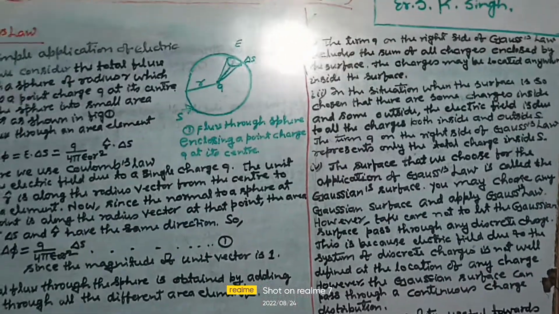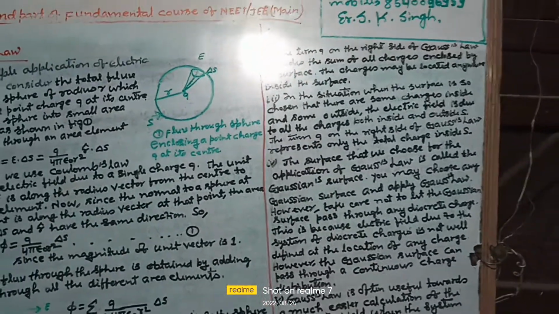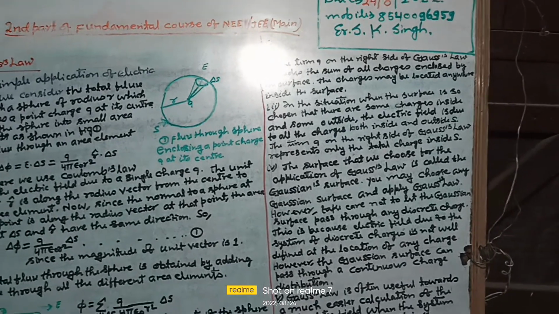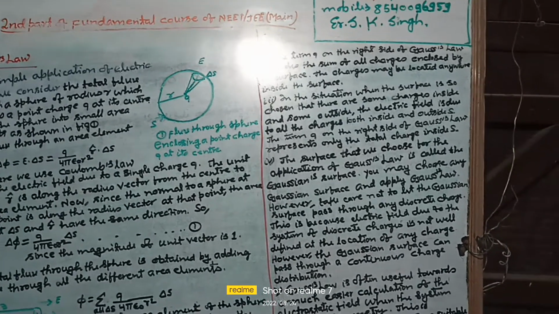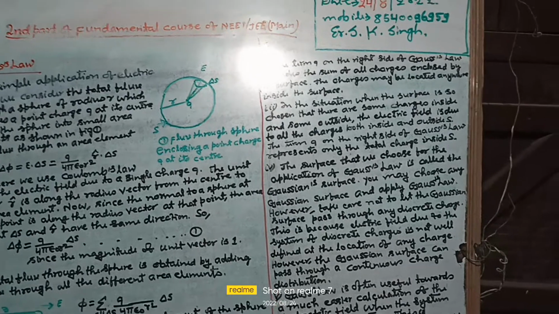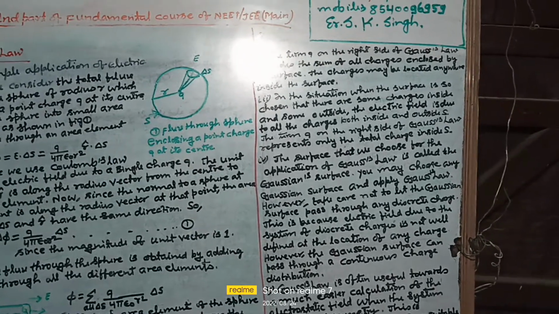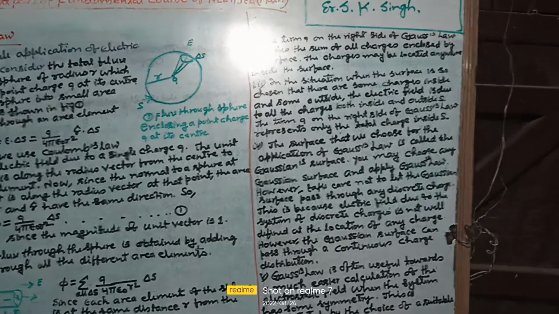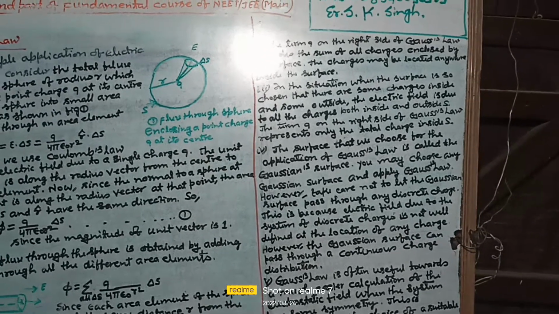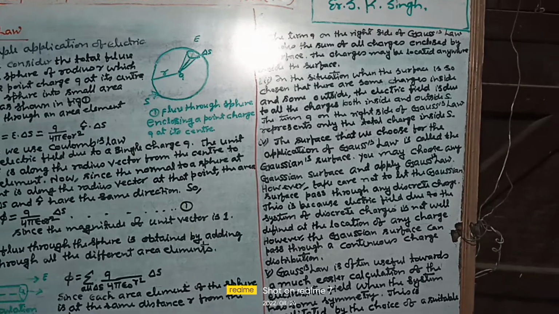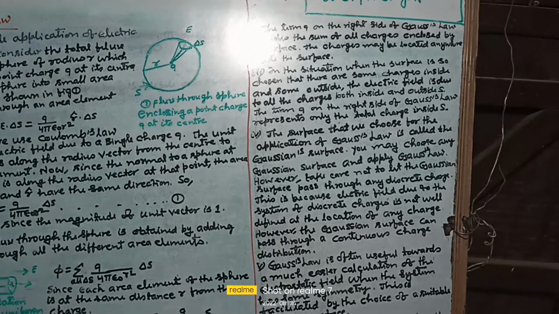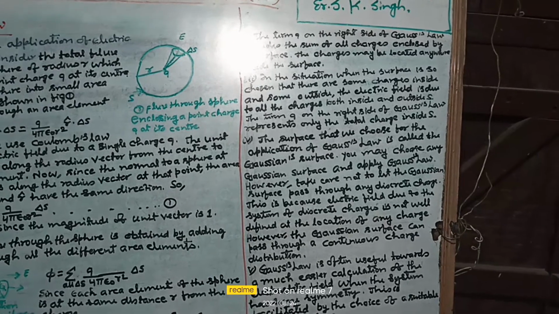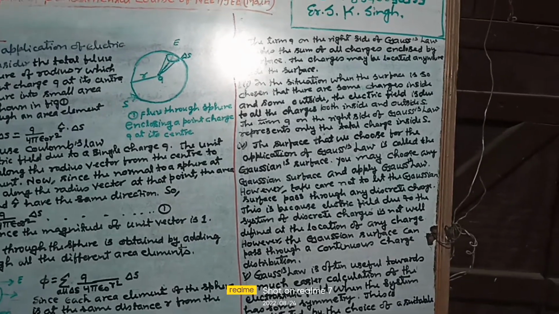Second, the term Q on the right side of Gauss law includes the sum of all the charges enclosed by the surface. The charges may be located anywhere inside the surface. Third, in the situation when the surface is so chosen that there are some charges inside and some outside, the electric field is due to all the charges, both inside and outside S. The term Q on the right side of Gauss law represents only the total charge inside S.